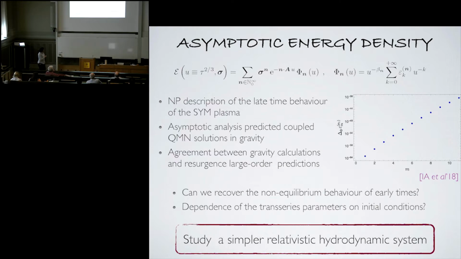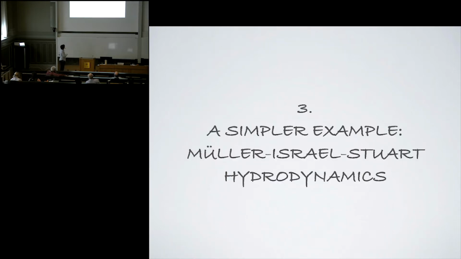But this is all late time, this is the trans-series, and there are a lot of technical details that go into this. The question now is, can we recover non-equilibrium behavior at early times from my trans-series at late times? And how do these trans-series parameters depend on the initial conditions? This is quite complicated for the system, so I'm going to go into a toy model, which is the Mueller-Israel-Stewart.